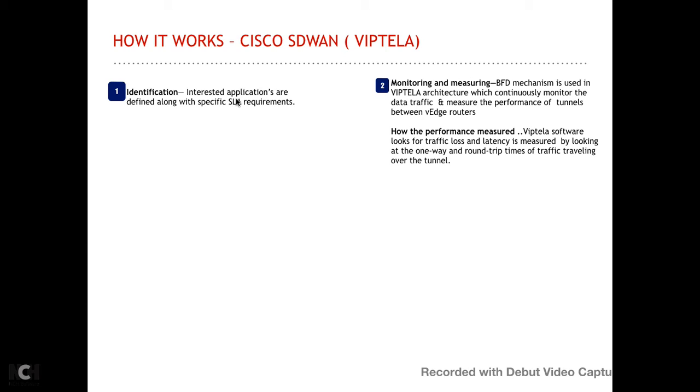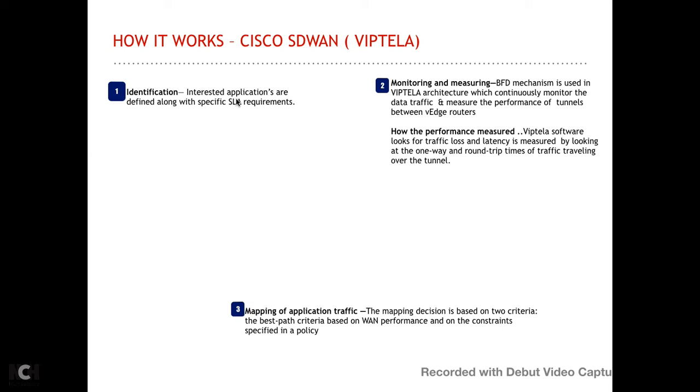And the Viptela software looks for the traffic loss or latency which has been measured or collected by the BFD, either one way or round trip time, or the traffic leaving over the tunnel. And finally you map the application traffic based on the collected information from the BFD. So the Viptela software normally does a calculation of the average, what the packet latency, packet jitter or delay is, and whether it is matching the SLA metric which is bound with the critical application.